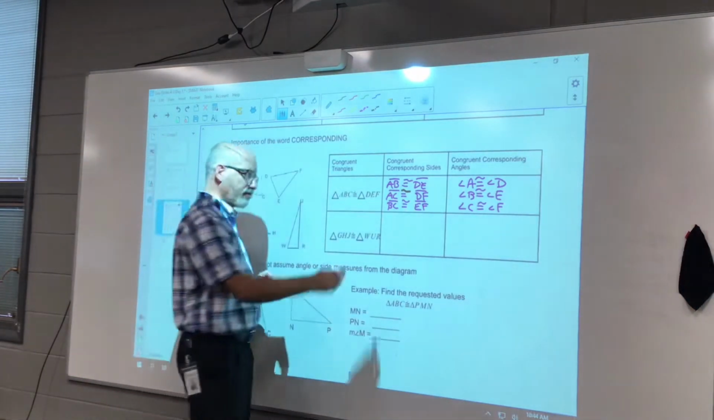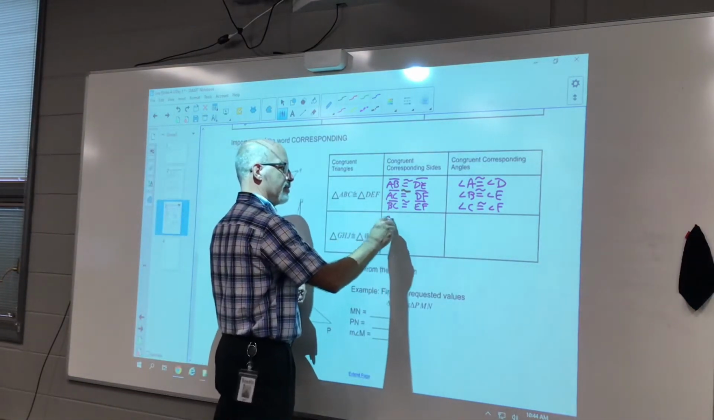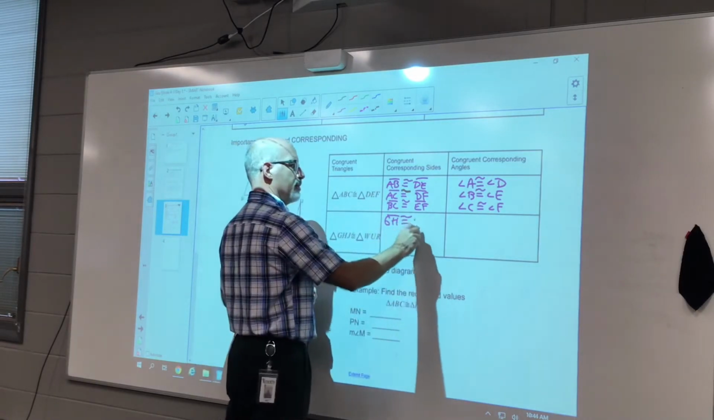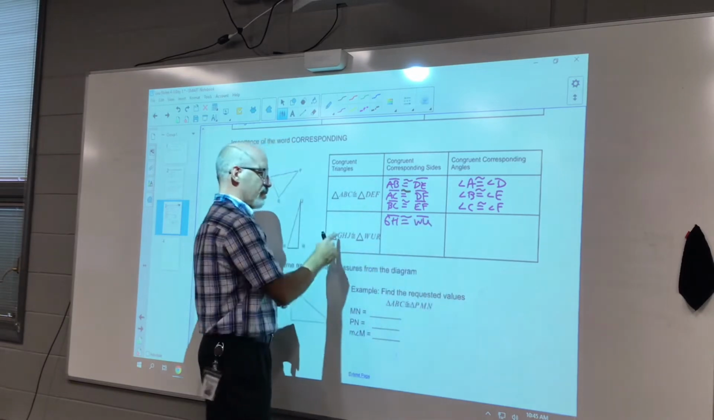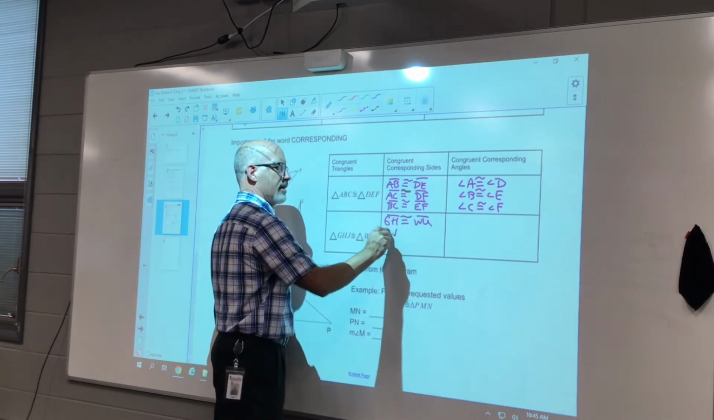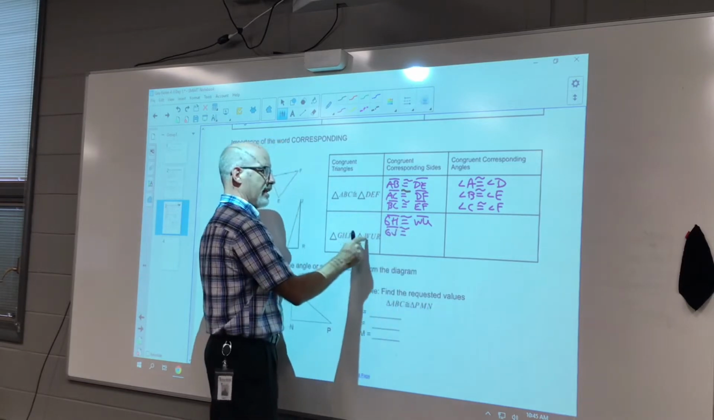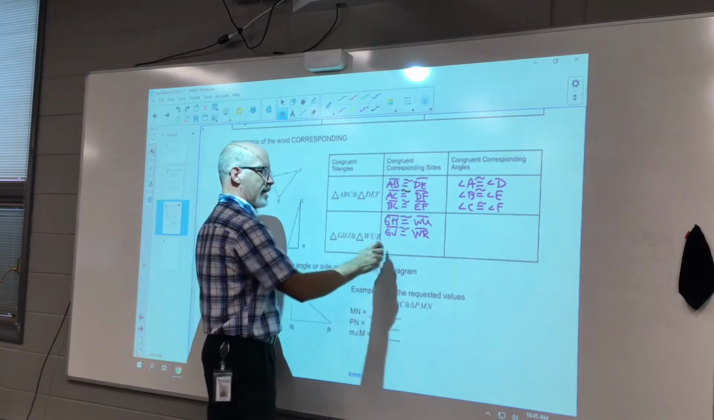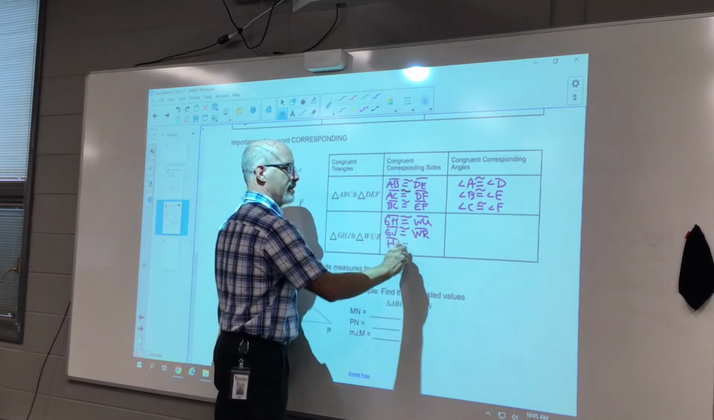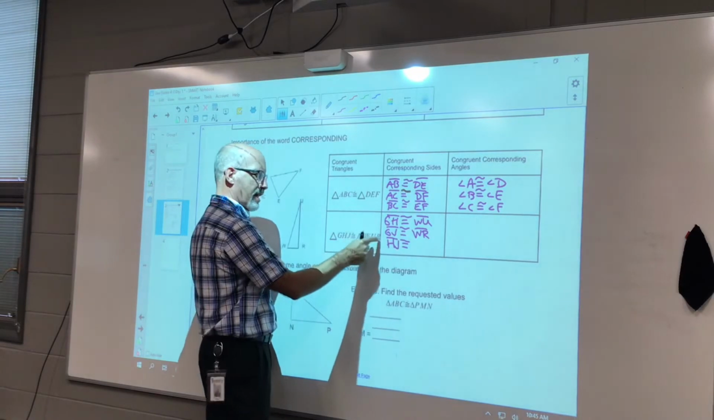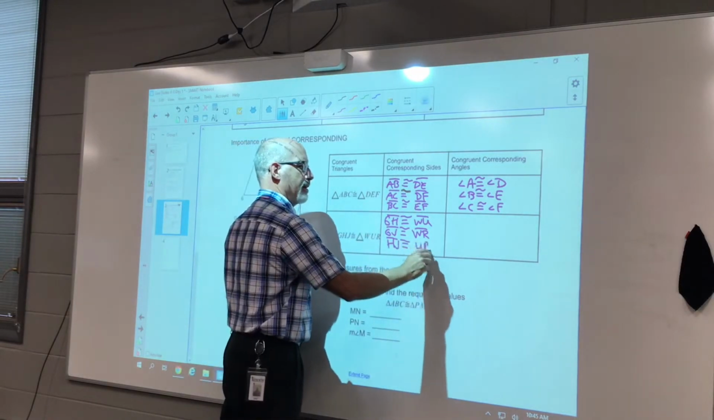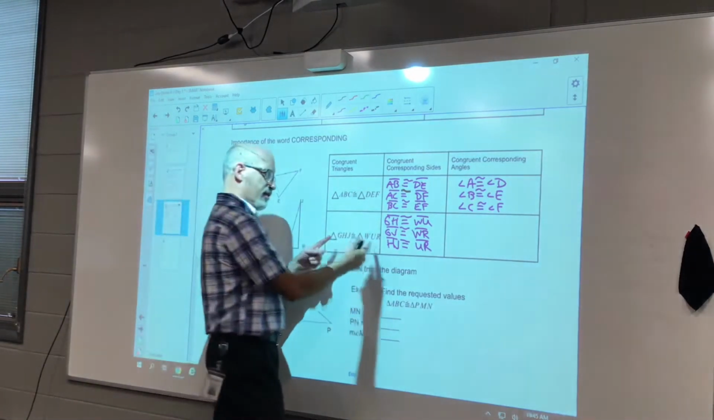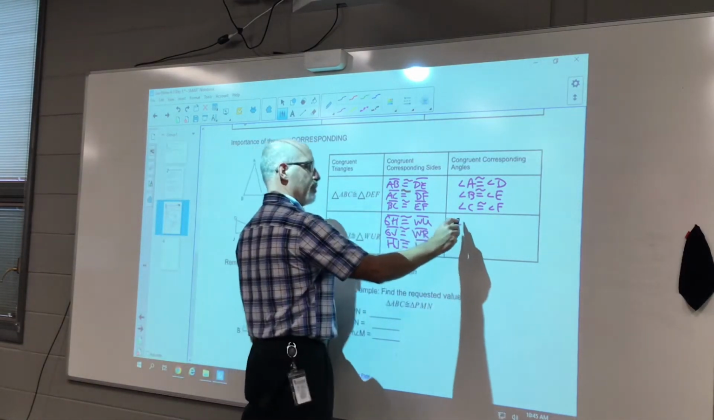Here, let's try this one. Again, start with the first 2 letters, G, H. They're going to be corresponding to WU. Then we're going to have GJ corresponds with WR. And then we're going to have HJ, the last 2. They correspond in order with the last 2 here, UR. There's our corresponding sides. Let's do the angles. First with the first. Angle G with angle W.